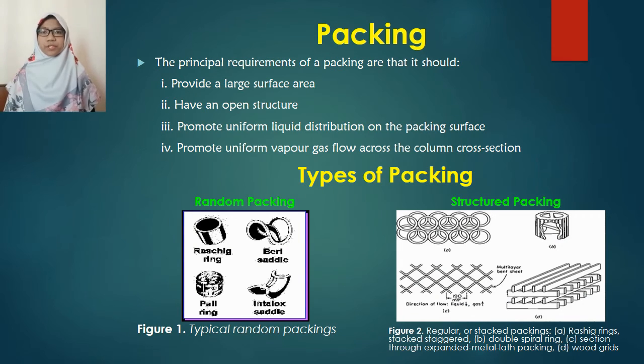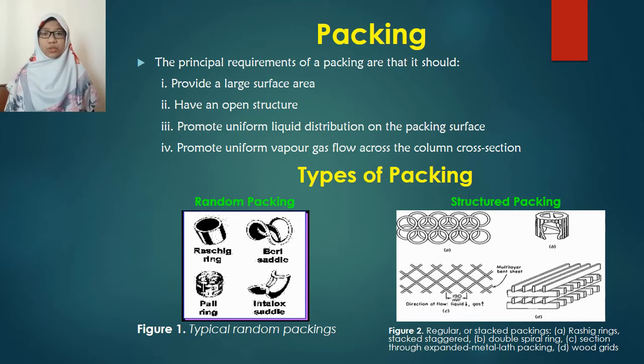There are a few principal requirements of a packing. It should provide a large surface area, have an open structure so that the gas flow has a low resistance, promote a uniform liquid distribution on the packing surface, and the last one is promote a uniform vapor gas flow across the column cross-section.